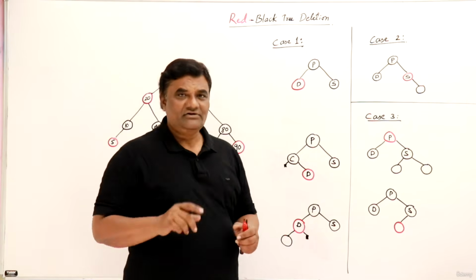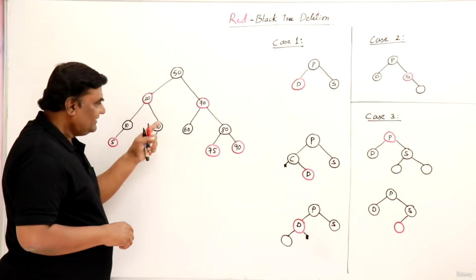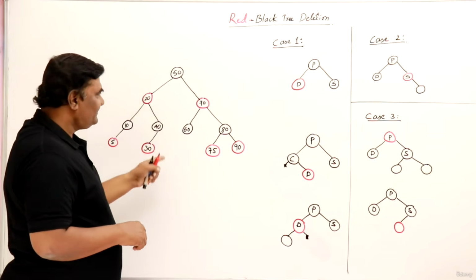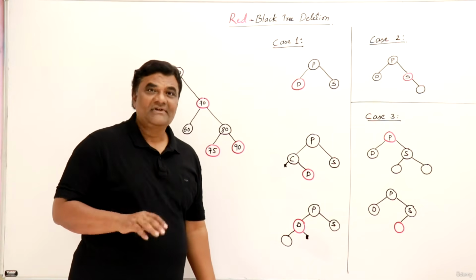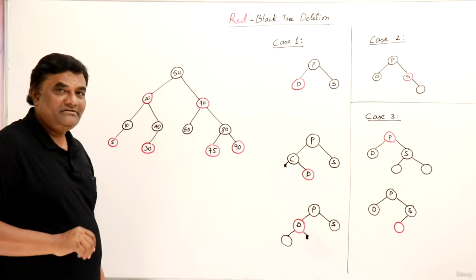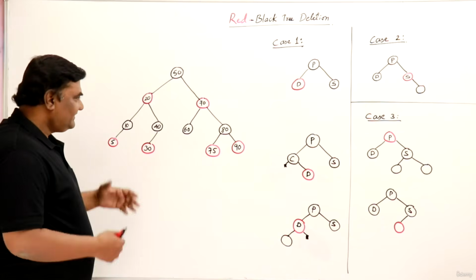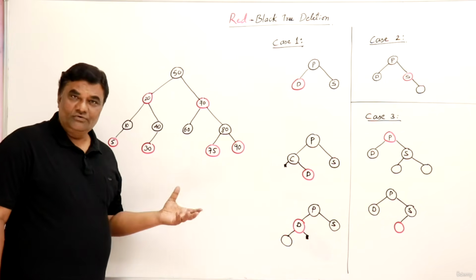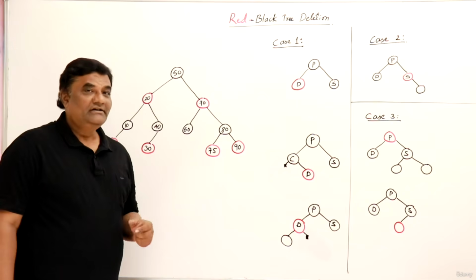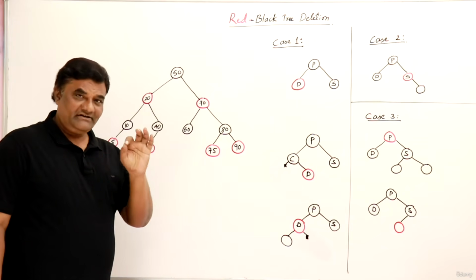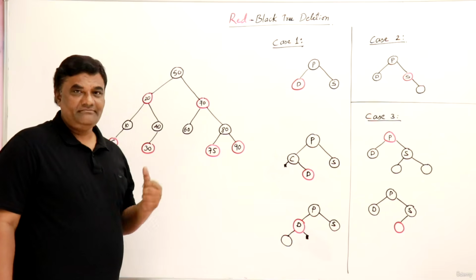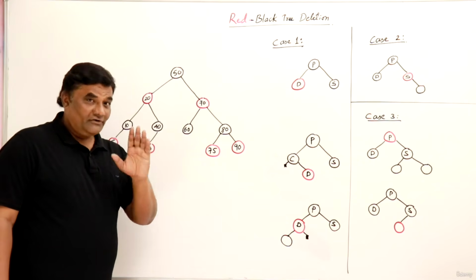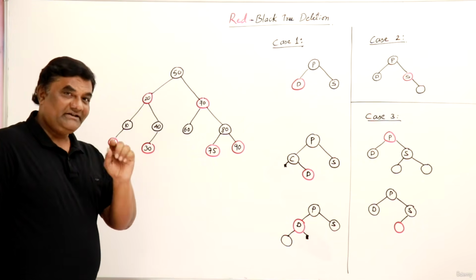So let us understand. I have already taken an example. This is a red-black tree, but don't see it as a red-black tree. Look at it as a binary search tree. Now, how does deletion happen in binary search tree? As an example, let us delete some nodes and see the cases. Whatever we understand here will help us understand deletion from red-black tree. So focus on this procedure for deletion from binary search tree.